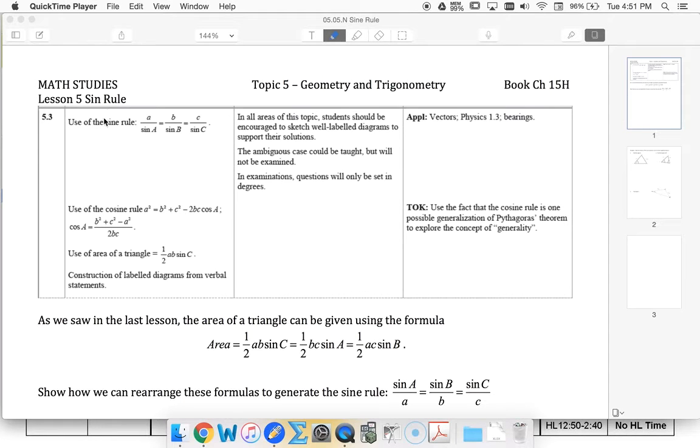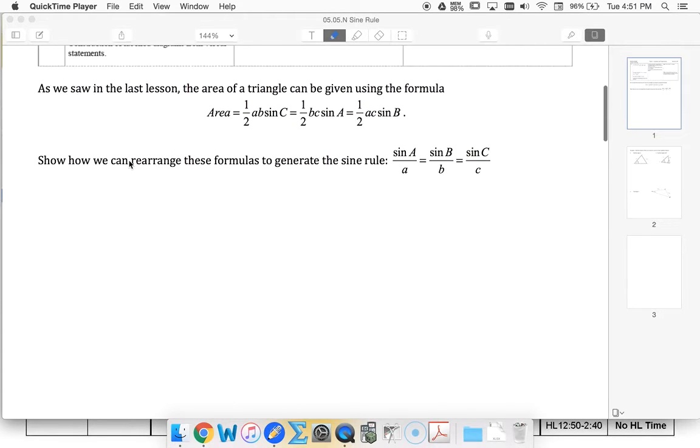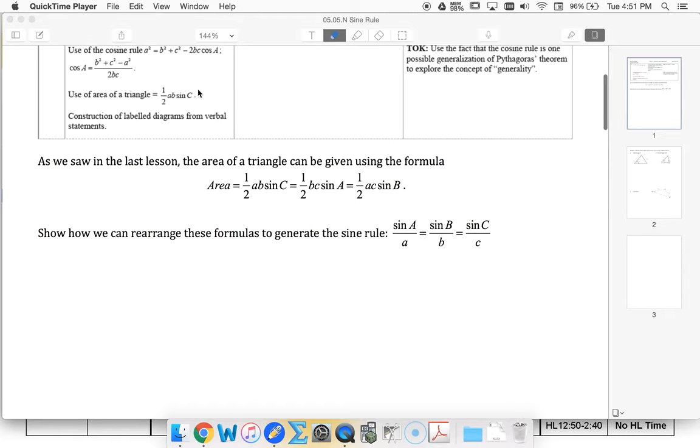All right, so now we're going to look at this part of our syllabus, 5.3, in use of the sine rule. So in the last lesson, we learned that for the area of a triangle, we can use this formula, half ab sine C, but that's equivalent to half bc sine A or half ac sine B, because I can always rename the angles of my triangle, move them around to fit. So let's look at how we can transform these to come up with the sine rule.